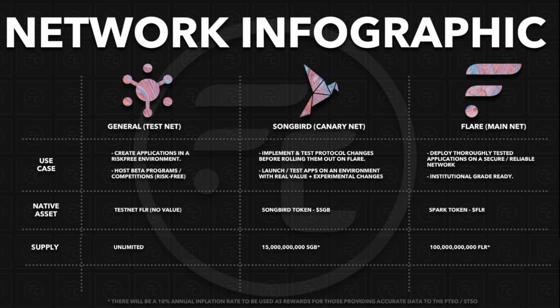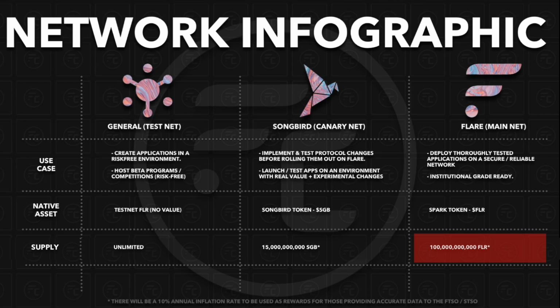Now, the Flare network is slightly different. You have 100 billion Spark tokens. This is to replicate the XRP ledger, which also has around 100 billion XRP. The Spark token is distributed based on people's XRP holdings at the date of the snapshot, which was the 12th of the 12th, 2020.